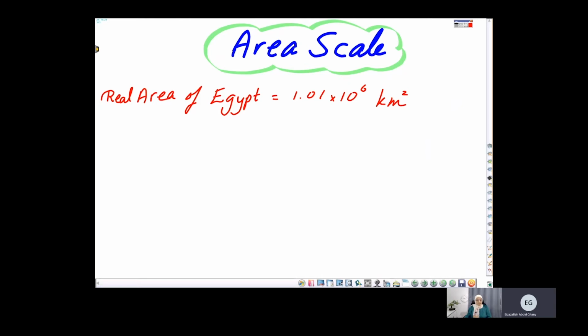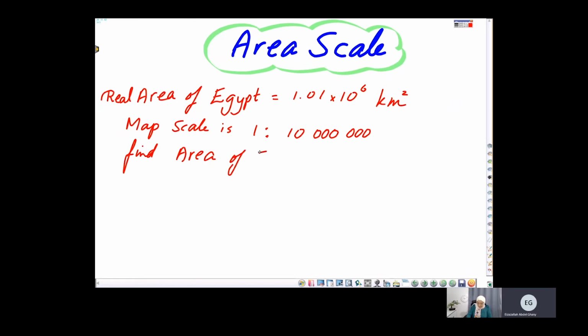And we want to draw it on a map. Okay, what is the map scale? He will give me the map scale, and the question is 1 is to 10 million. 1, 2, 3, gap, 1, 2, 3. So now, what is the expected question? He will ask me to find the area of Egypt on the map.